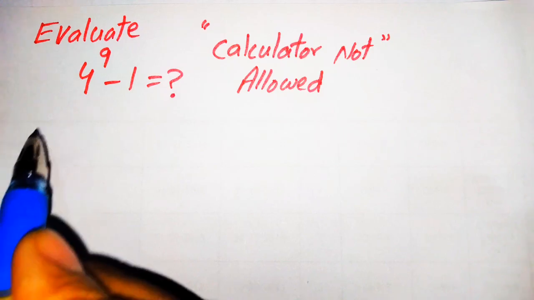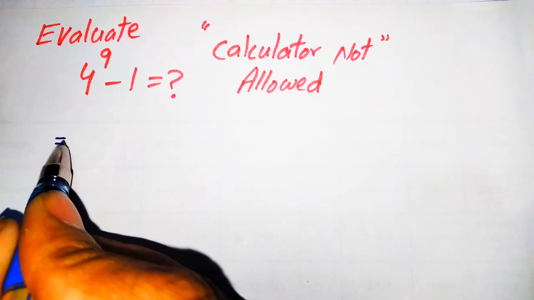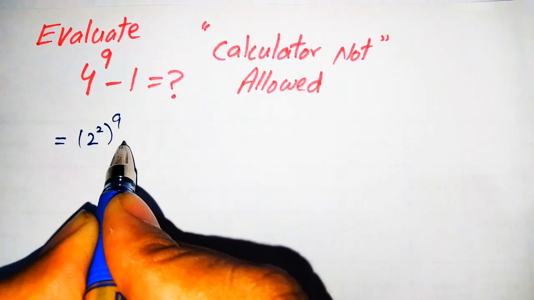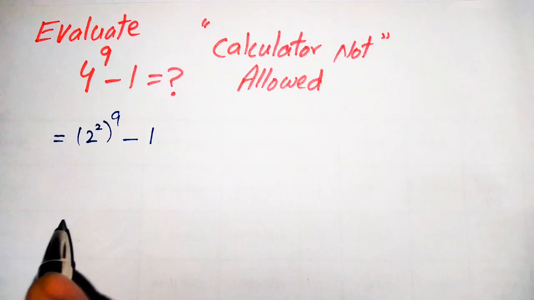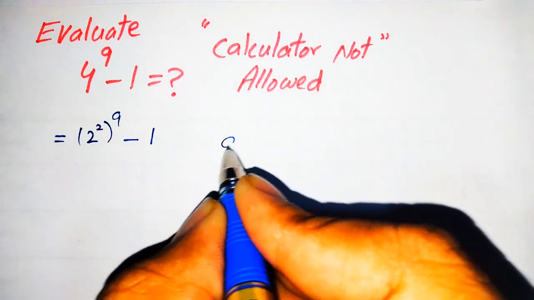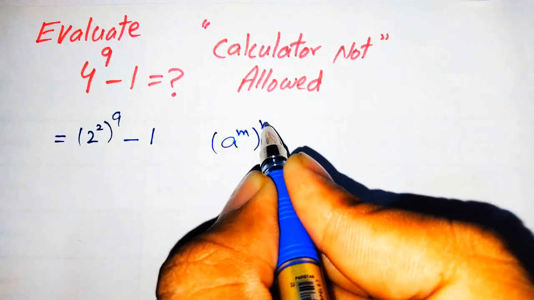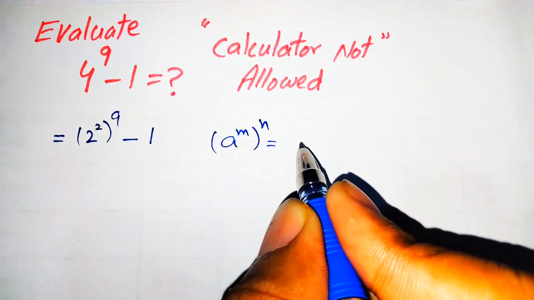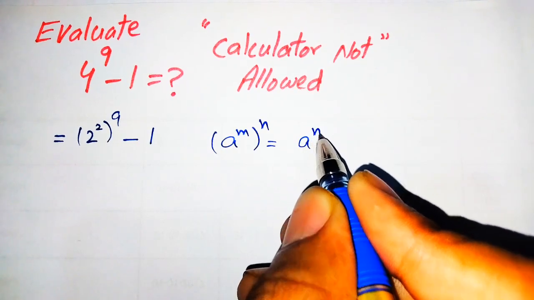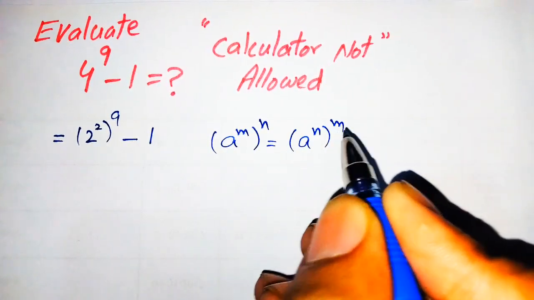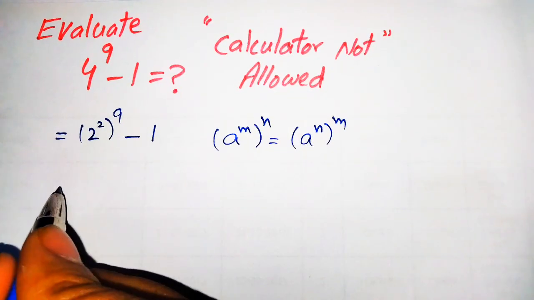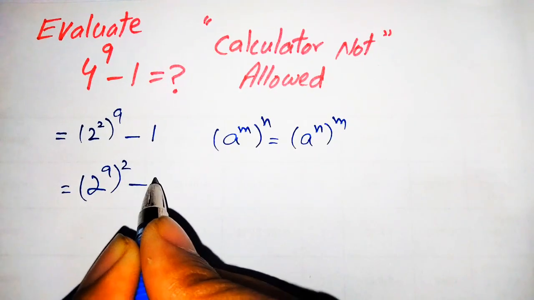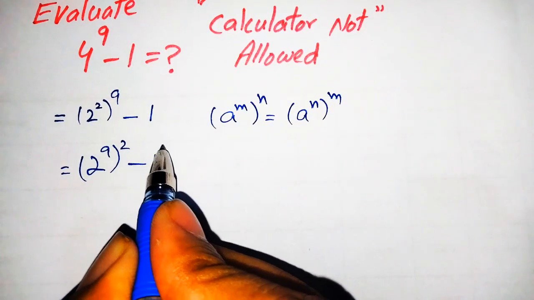To solve this, first we will write this 4 as 2 raised to power 2, that is (2 raised to power 2) whole raised to power 9 minus 1. Now according to the formula (a raised to power m) whole raised to power n, if a power of a power appears, we can shift these powers and write it as (a raised to power n) whole raised to power m. So according to this formula we can write this term as (2 raised to power 9) whole raised to power 2 minus 1, and we can write this 1 as 1 square.